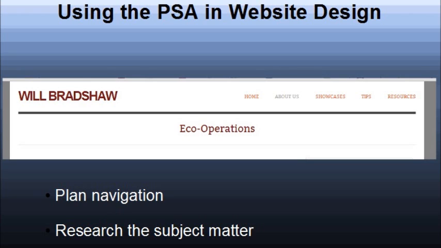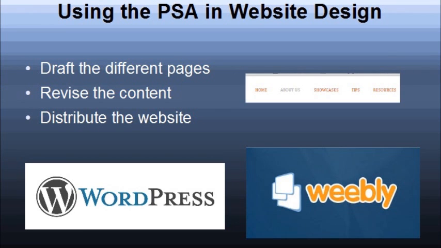The second stage of the PSA is research, where you gather the facts and information on your subject matter. Once you have the research, you put together the facts to fit within your outline. This is the third stage of the PSA, or the drafting stage. During the drafting stage, I was able to complete the menu bar and have the different subpages that I wanted.